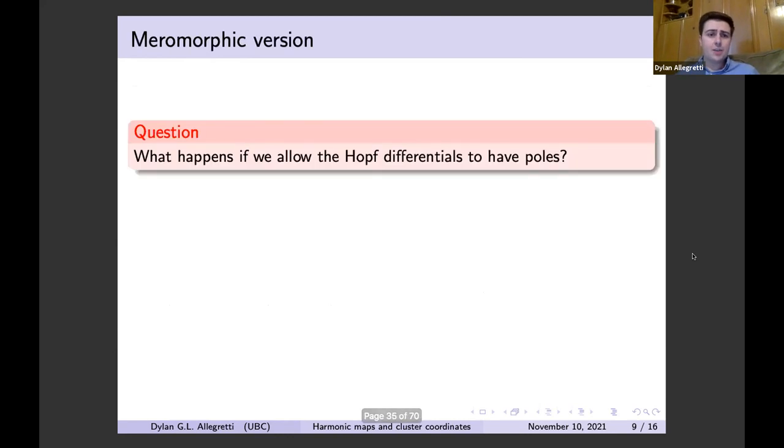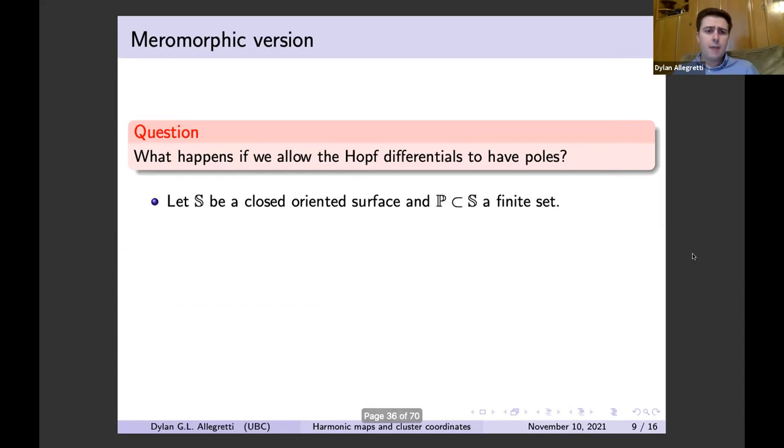So the question I'd like to answer is, what happens now if we allow the Hopf differentials to have poles? So up until this point, I've considered Hopf differentials that are global holomorphic differentials on a Riemann surface. But what if we allow them to blow up at some finite set of points? What happens in that case? So I'll introduce now a framework for answering this question. I'm going to let S, and here I use this kind of bold S, I let that be a closed oriented surface, and I let P be some finite set of marked points on the surface.